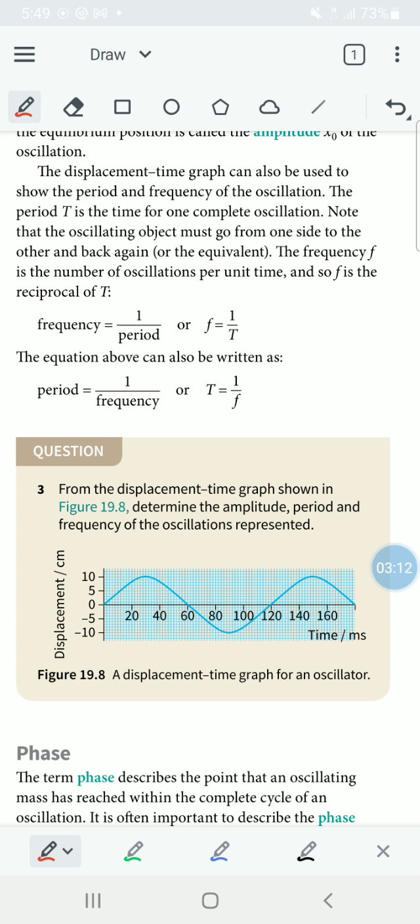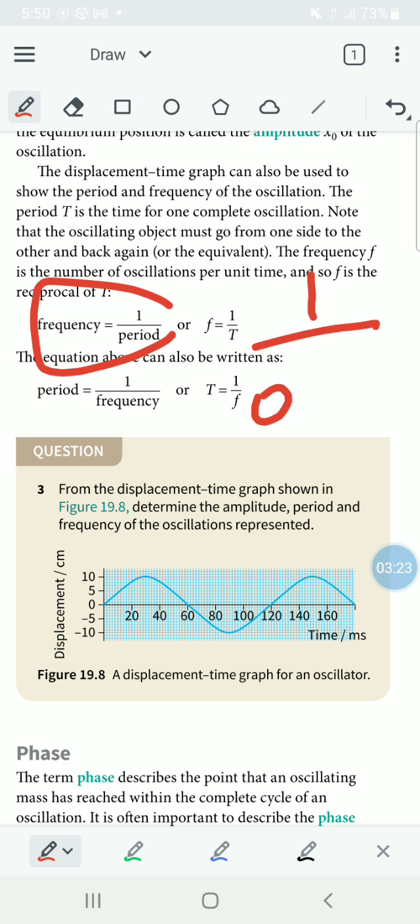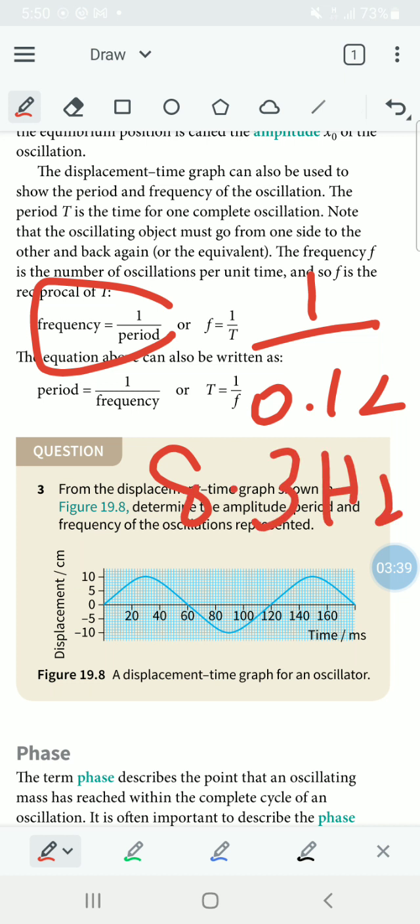So you get this equation, frequency equals 1 upon period. So then you get 1 upon 0.12. When you use the calculator and find the answer, you will get 8.3 hertz. 8.3 hertz is the answer for the frequency. I hope you understood. If you have any questions, please ask.